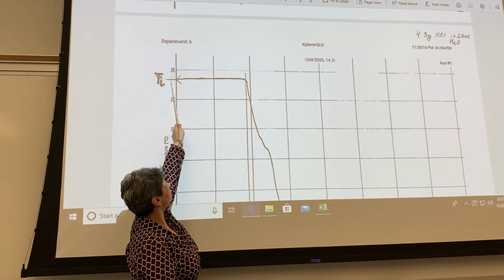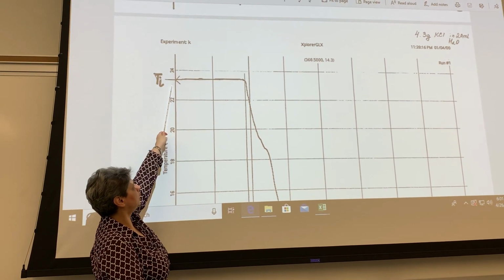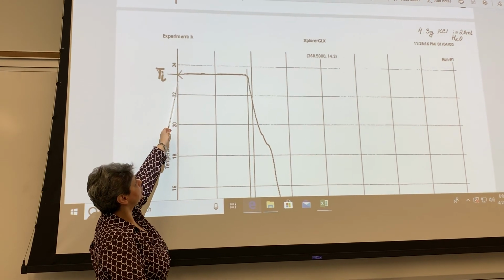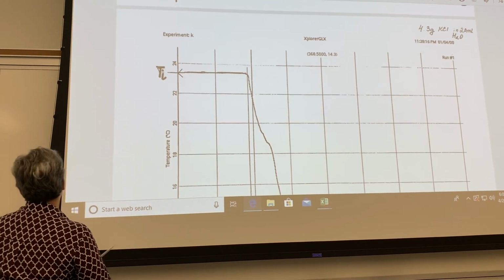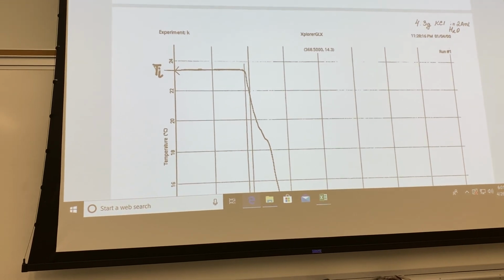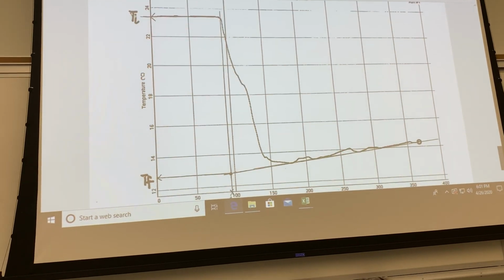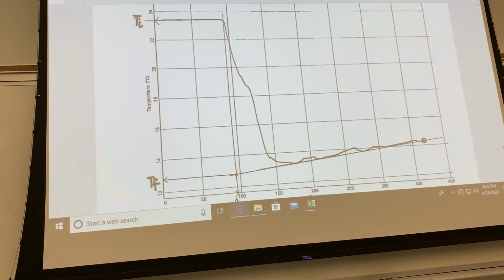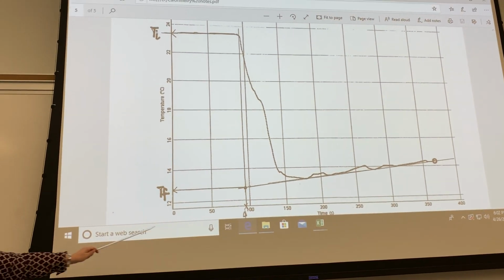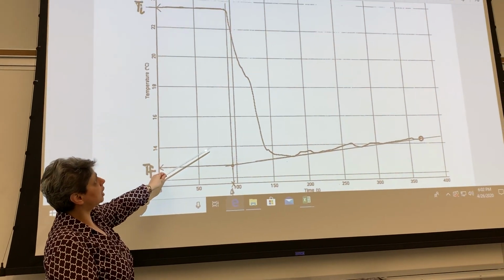You can see temperature, as we expected, stays constant at first because there's only water present in the cup at this point. And then once about 100 seconds have passed, so you can see about 100 seconds have passed, I lifted the lid and I added my solid salt.